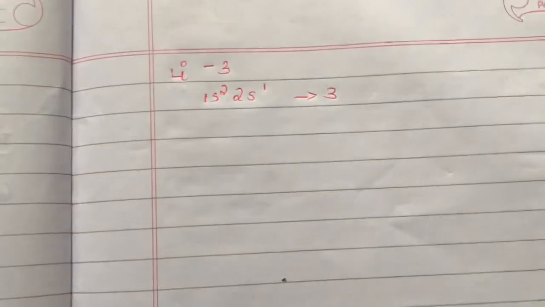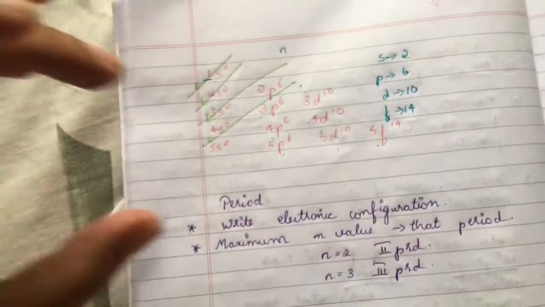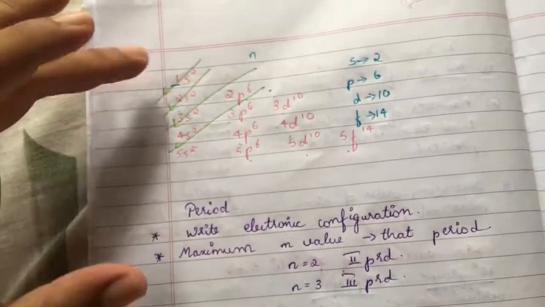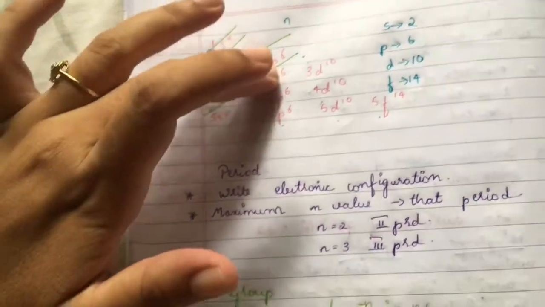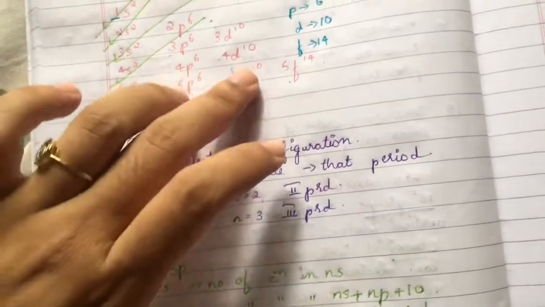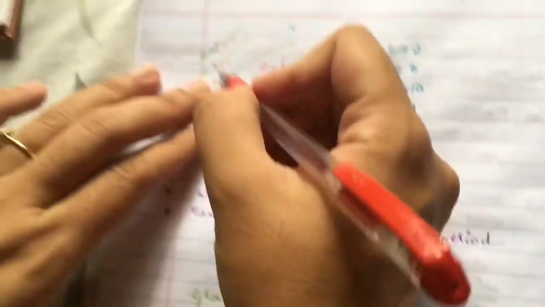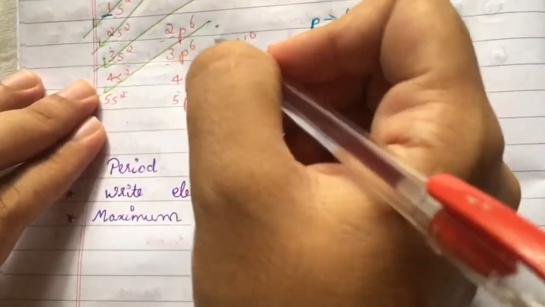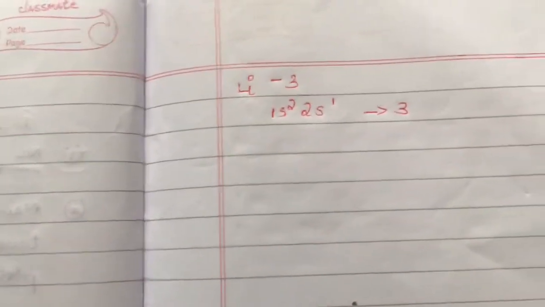First you need to study the method to write the electronic configuration. This is the easiest and simplest method: write the shells 1s2 2s2 2p6 3s2 3p6 3d10 4s2 4p6 4d10 5s2 5p6 5d10 and 5f14. Then write the electronic configuration like this: 1s2 2s2 2p6 3s2 3p6 4s2. So this is the method to write the electronic configuration.